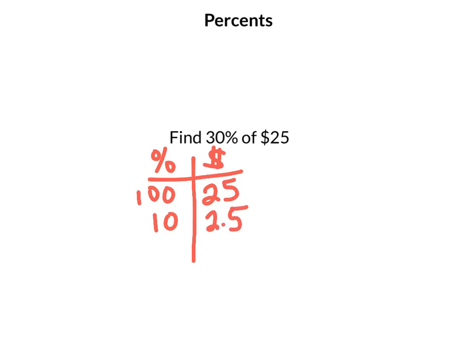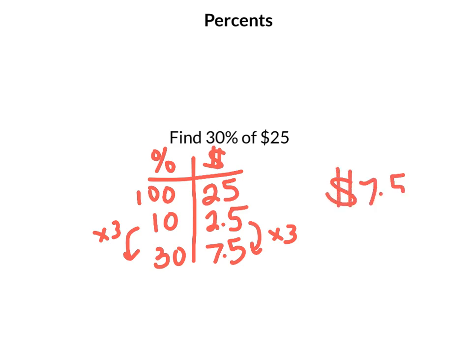And now I want to get that to 30, so I'm going to scale this up by multiplying by 3, and I'm going to multiply 2 1/2, right? 2 5/10 by 3, and I'm going to get 7 5/10. So it would be $7.50 is 30% of $25.